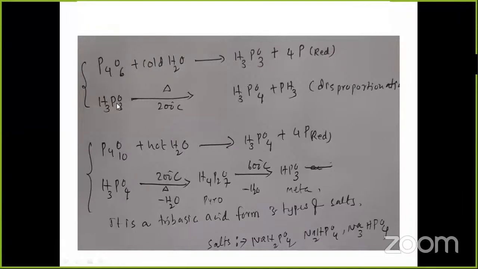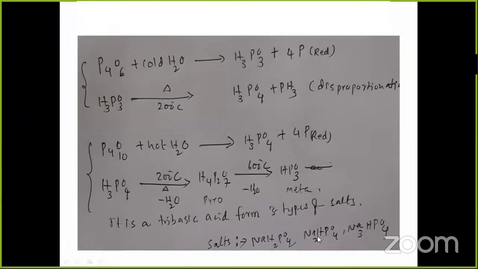The same phosphorus, one phosphorus exhibits different oxidation states. Now take phosphorus pentoxide in the presence of hot water; it gives phosphoric acid. The phosphoric acid on heating undergoes dehydration and gives an intermediate compound, pyrophosphoric acid, and pyrophosphoric acid on further heating gives metaphosphoric acid. So it is a tribasic acid. It forms 3 types of salts. For example, sodium hydroxide reacting with the acid, acid plus base, forms 3 types of salt: sodium dihydrogen phosphate, sodium hydrogen phosphate, and sodium phosphate.